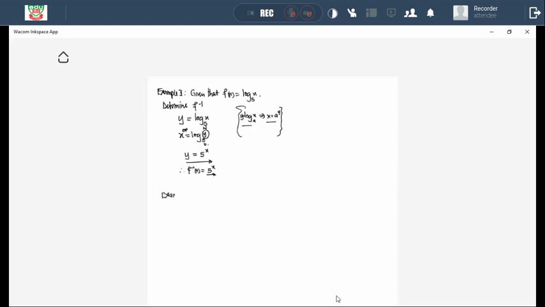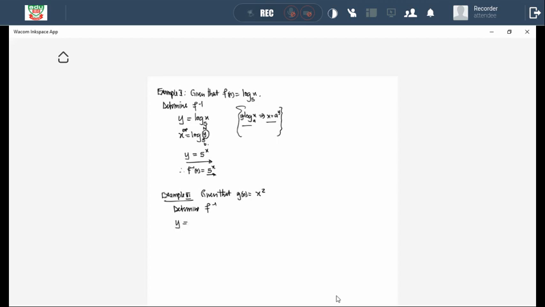So let's just look at the inverse of a quadratic expression, right? Given that g of x for a change is x squared, something like that. Now, if you look at this, the question says determine f inverse. Good. Right. How do I get f inverse?